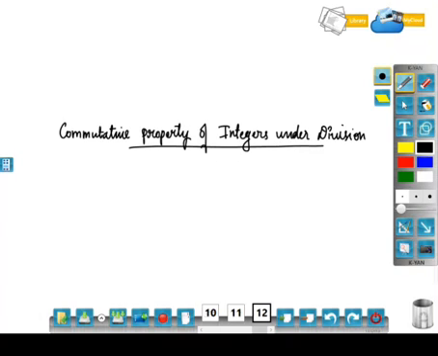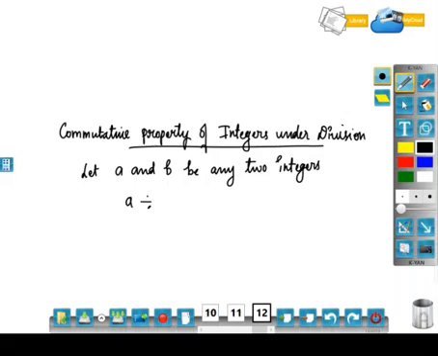And how to check? We have to take any two integers. For the commutative property, we'll be checking for two integers. So let's take the two integers as a and b. Let a and b be any two integers. So according to the commutative property, a divided by b should be equal to b divided by a. We are checking for division, so here you have to take the division sign.